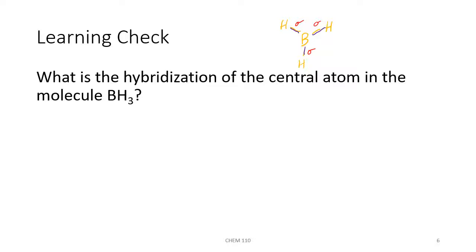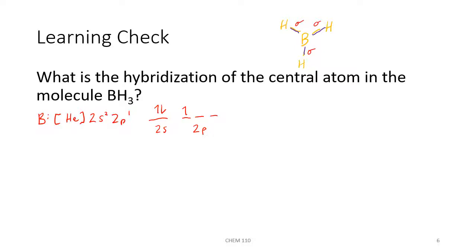Let's start by writing our electron configuration for boron. We can just write the shorthand notation, so helium brackets 2s2, 2p1. And if we draw out our orbital diagram, we have 2 electrons in the 2s, and in the 2p we have 1 electron right now. And so we need 3 half-filled orbitals, all of equal energy, in order to form 3 bonds on boron.